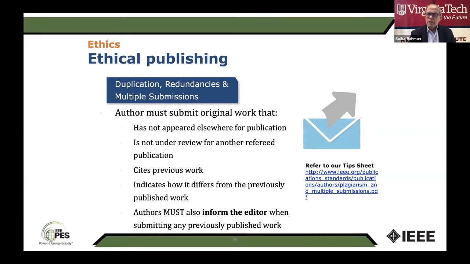Finally, multiple submissions. An author knows it takes maybe 6, 9, 12 months to get a paper accepted. They take a chance. They submit the same paper to 3 places, 3 journals. Don't do that, because then other people get very upset.